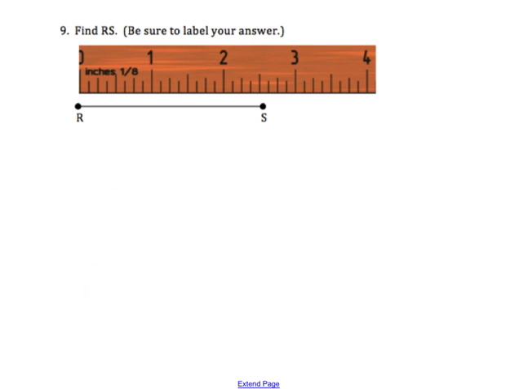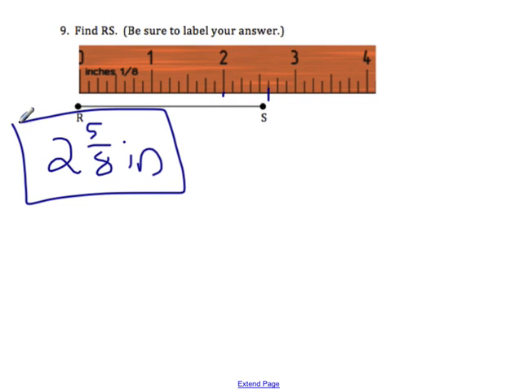All right, let's take a look at number 9. Find RS and be sure to label your answer. So here we're looking at inches. I notice that it goes 2 inches over. And then it looks like 1, 2, 3, 4, 5, 6, 7, 8. So it's split up into 8 segments. So let's count how many segments we have. 1, 2, 3, 4, and I would say it goes to about 5. So it's going to be 2, and then we use 5 of the 8th segments. And I want to make sure I label it, so I'm going to label it inches.